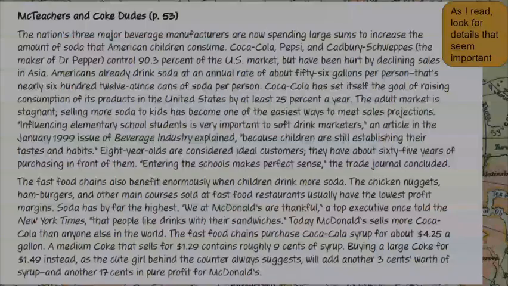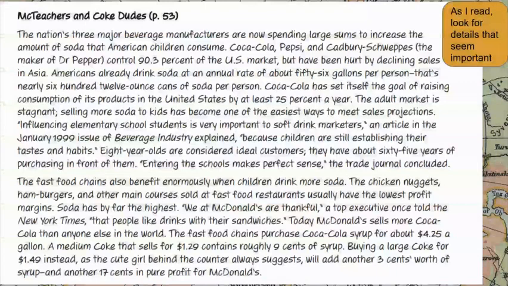Okay, so now let's go to my book. This is another section from Fast Food Nation. It starts on page 53. And the heading for this is called McTeachers and Coke Dudes. As I read it, I want you to look for some details that seem important. And I would like you to jot these in your notebook or on a Post-it note for your notebook.